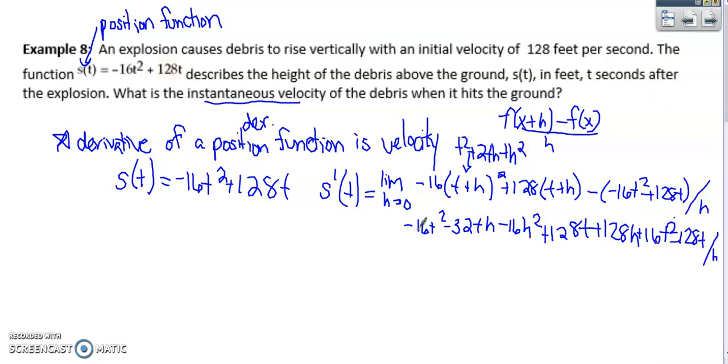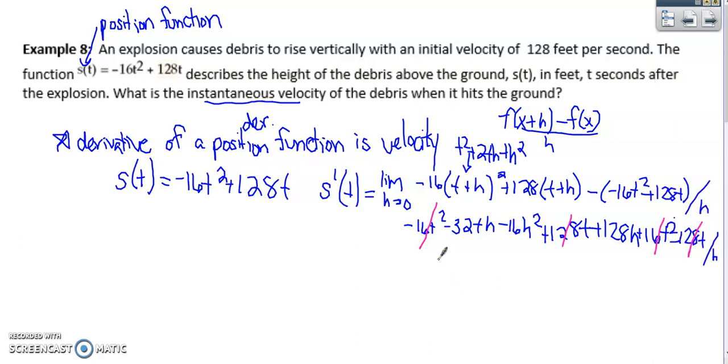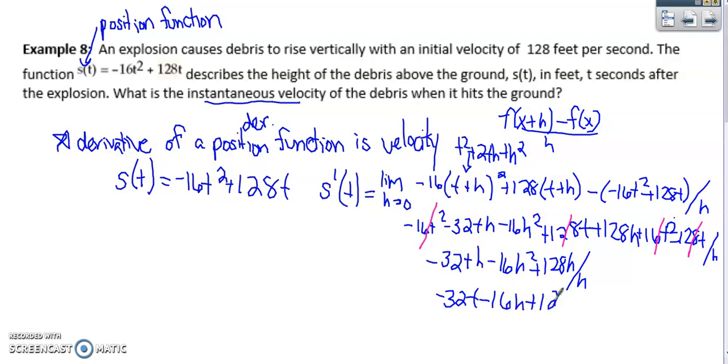What cancels out? I like to color code. I was really enjoying grading some work today where you all had color coded too. That makes me happy inside. So anyway, canceling out those, what do I have left? Negative 32th minus 16h squared plus 128h, all divided by h. Negative 32t minus 16h plus 128.